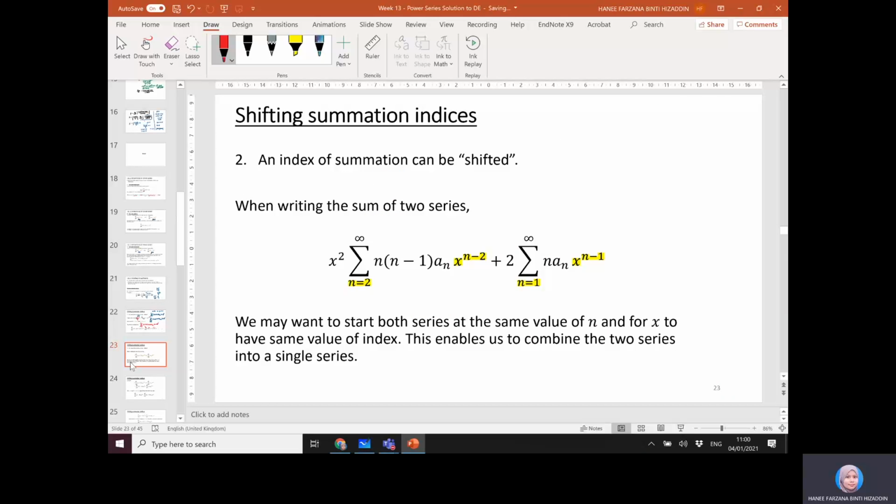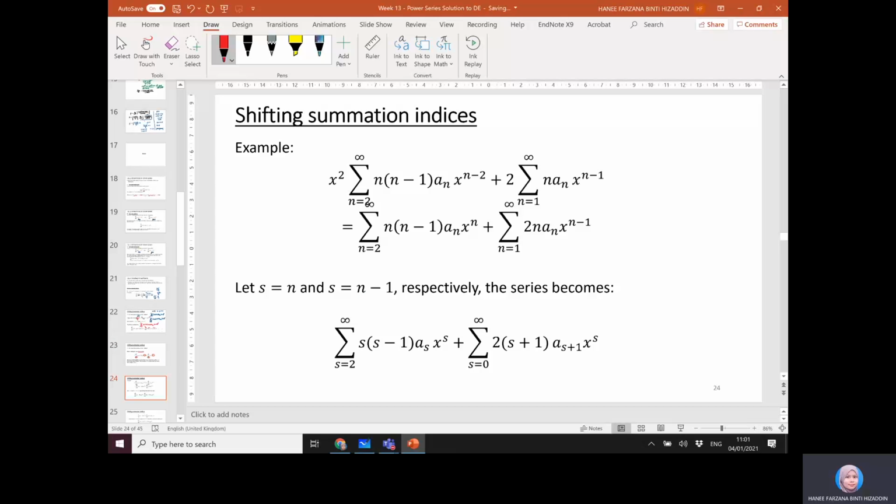And so why do we want to shift the index? Because when we write the sum of two series, in this case you have two series both starting at different points. You want to start both series at the same value of the index, so that you can combine the series and make your life easier. Okay, so that's why we want to shift the index of the summation.